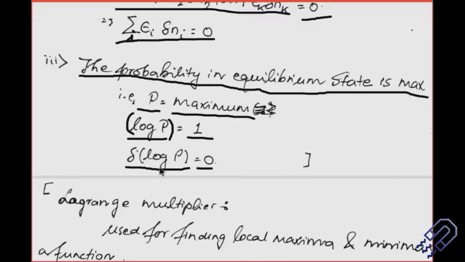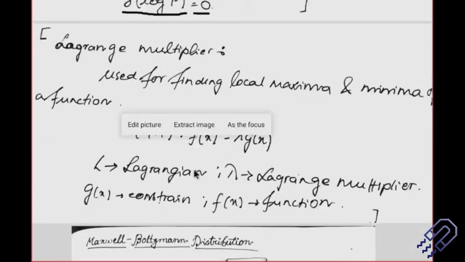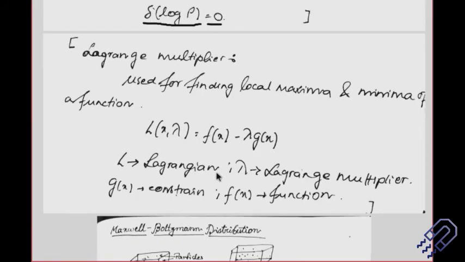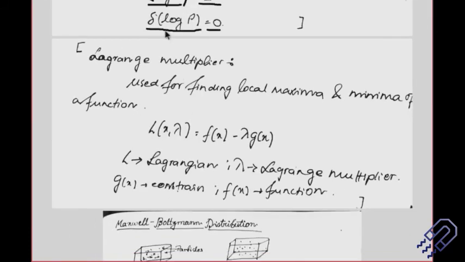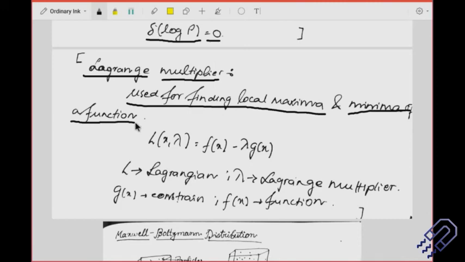One more concept that we should know before we can derive the Maxwell-Boltzmann distribution, which is the aim of this lecture, is the Lagrange multiplier. You might not have come across this till now, but you will in the near future when we are trying to minimize or maximize a function. It's basically a mathematical tool, and it is used to minimize or maximize a function.